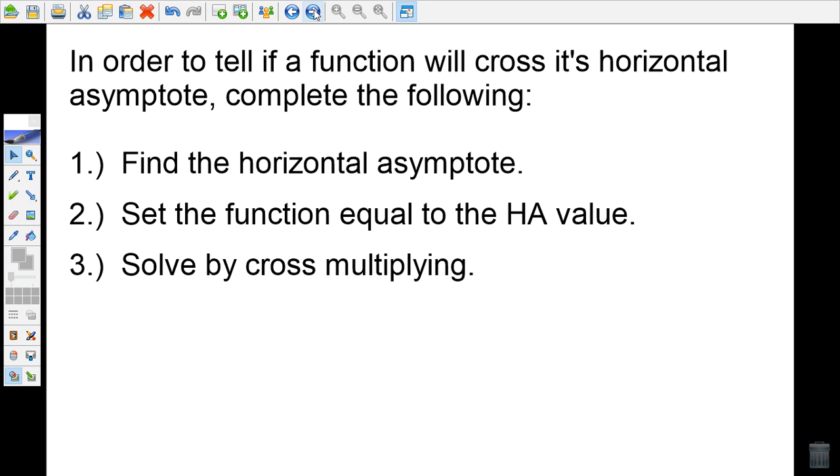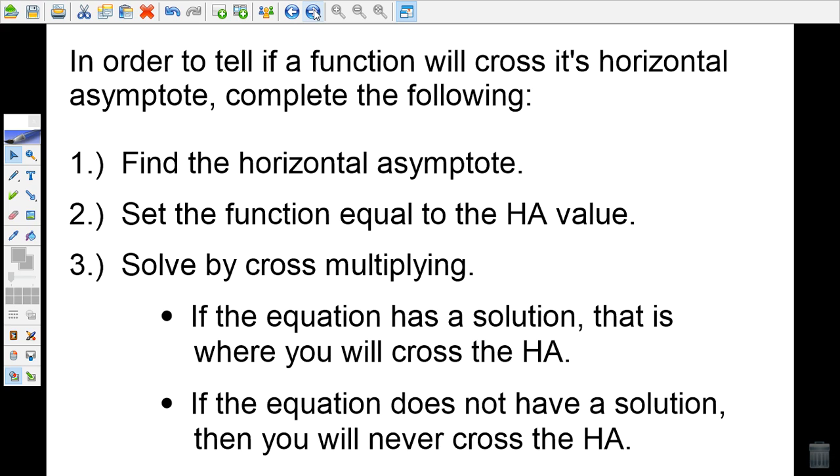And the easiest way to solve that is by cross multiplying, because normally we have a fraction equal to a fraction. Now, when we solve that equation, one of two things can happen. The first thing is we'll get an answer, and that answer is exactly where we will cross the horizontal asymptote. If we get an equation that does not have a solution, that means you can never cross the horizontal asymptote. So you can't touch it or cross it.